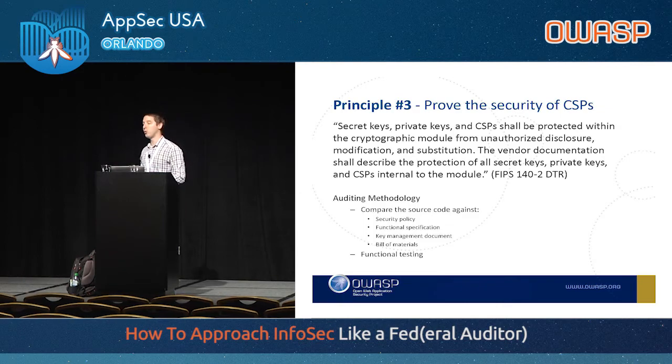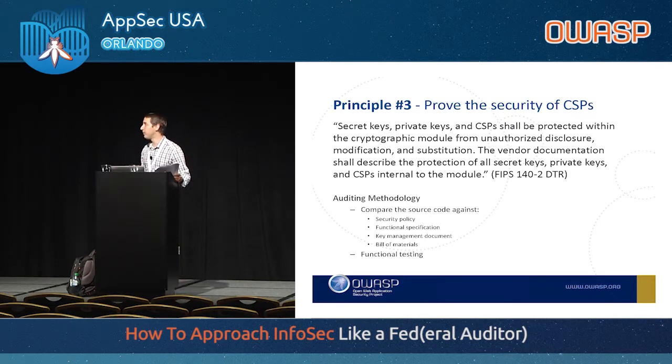So once you actually know what the critical security parameters are in your device, then it's important to protect them. So in this case, this kind of sums up a lot of the point of FIPS. The idea here is that you have to actually protect your CSPs from any unauthorized disclosure, modification, or substitution, and then actually document what that protection is. So then the question you need to ask yourself is, does your design documentation actually describe how your CSPs are being protected?